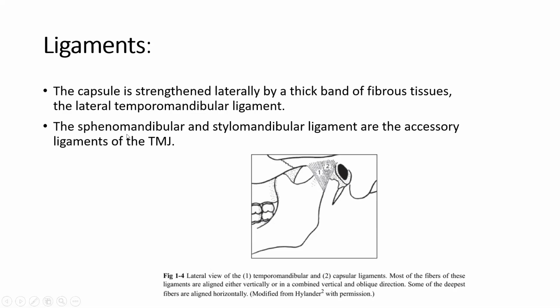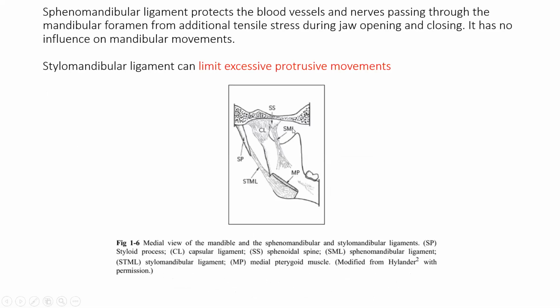that joins from the spine of the sphenoid to the lingula of the mandible, and the stylomandibular ligament that joins from the styloid process to the angle of the mandible. The function of the sphenomandibular ligament is that it prevents excessive stress on the nerves and vessels that enter the mandibular foramen, and the stylomandibular ligament helps in the prevention of excessive protrusion of the mandible.